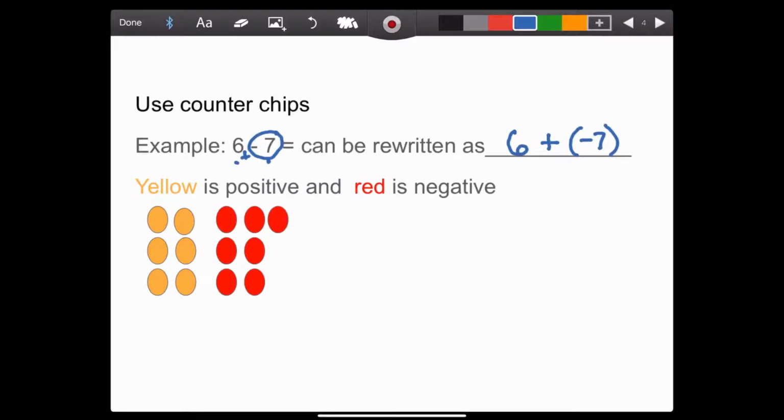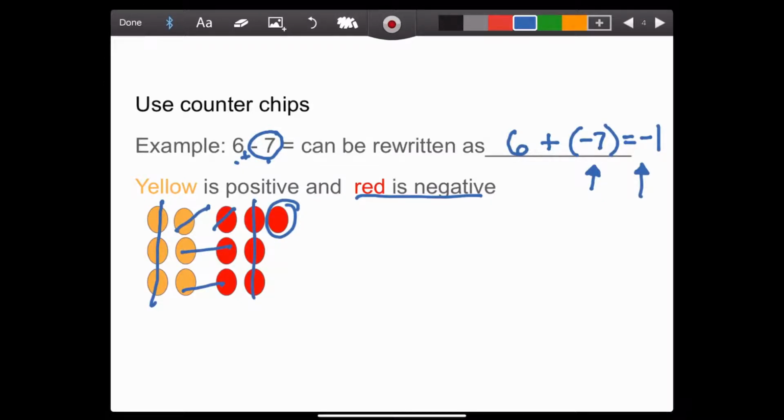So I need to cancel out some chips. I'm going to cancel this one and this one, these two. And then I have 3 over here. So 1, 2, 3. So I'm left with this 1, red, and red is negative. So I'm going to say that it is negative 1. If you look here, are there more positives or more negatives? There's more negatives, so your answer is going to be negative.